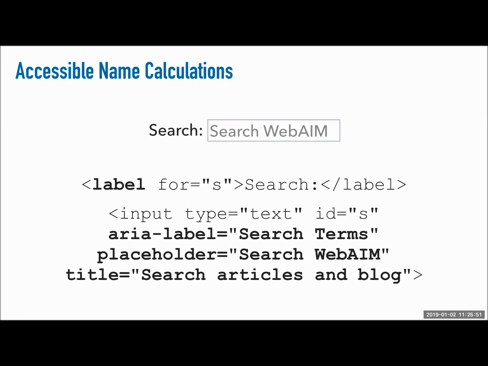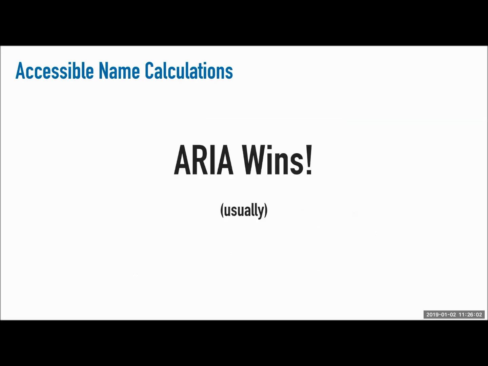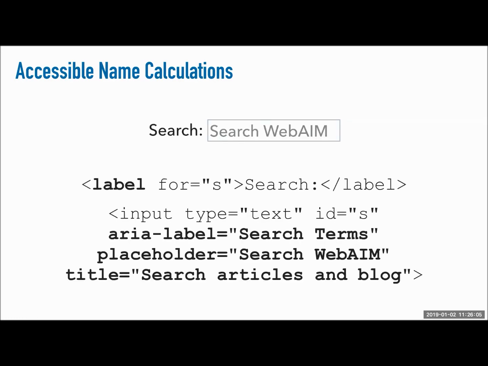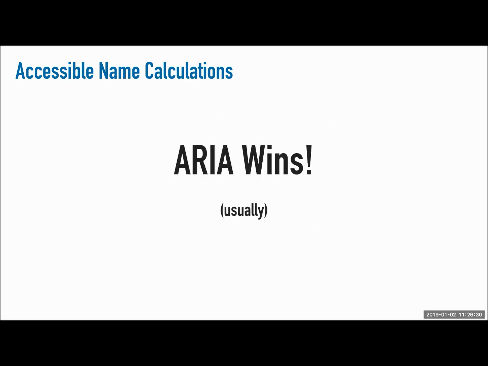So here we actually have 4 pieces of text that are all associated to this particular text box. We have the label text, we have an ARIA label, we have placeholder, and we have title. Well, what's a screen reader to do with this? Oops, I jumped ahead and gave away the answer a little bit. There's a way in which the browser is supposed to interpret these different types of associations to determine what it should be. In this case, the name for this is defined via the ARIA label. It would define this text box as being search terms, the ARIA label text, because ARIA wins most of the time.